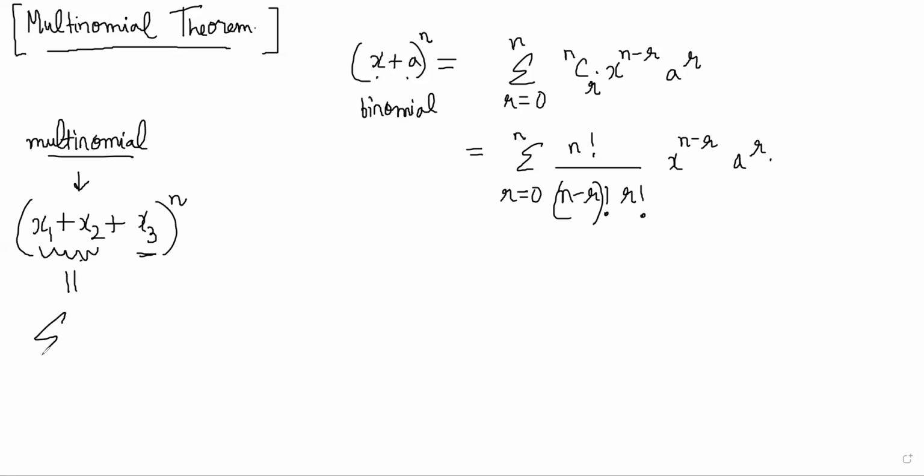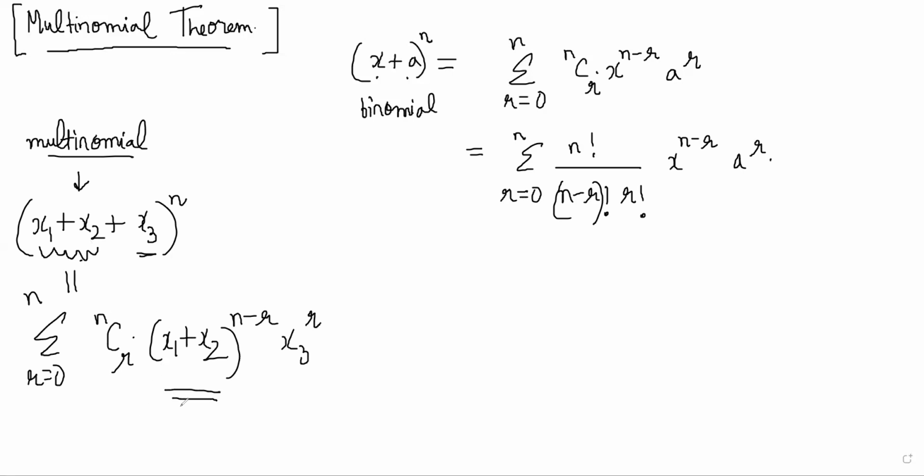So we could have written it like this: summation r equal to 0 to n, nCr, (x1 plus x2) to the power n minus r, and x3 power r, right? Yes. Basically, we are doing the same thing as binomial theorem, except my first term is not x1, it is x1 plus x2, right? And then you would have to expand this also, correct? Yeah, because in general, this will have some expansion.